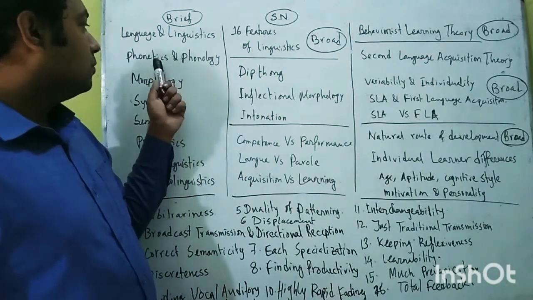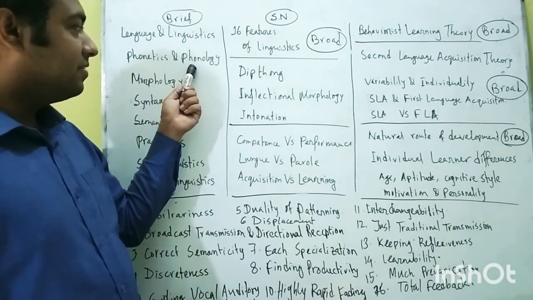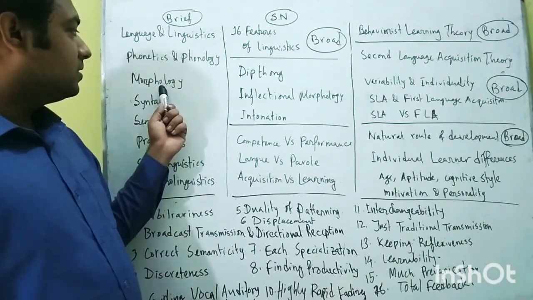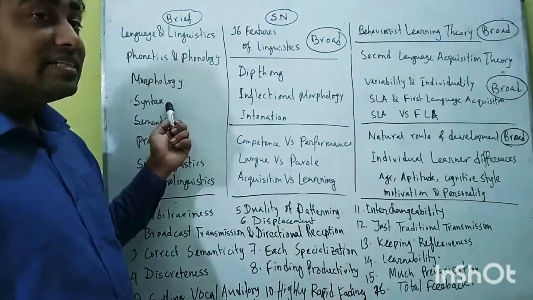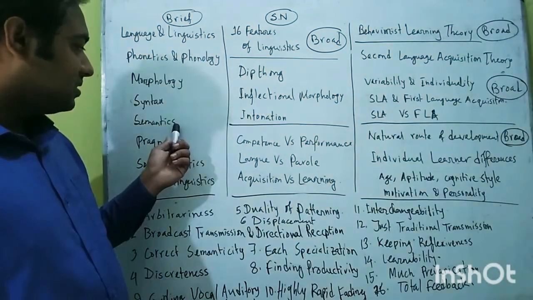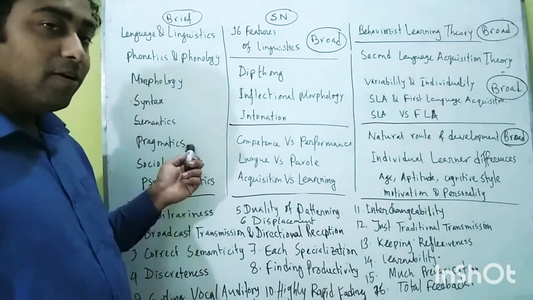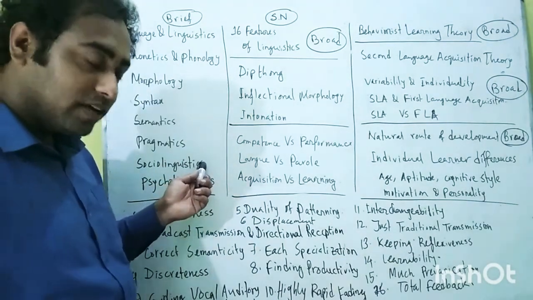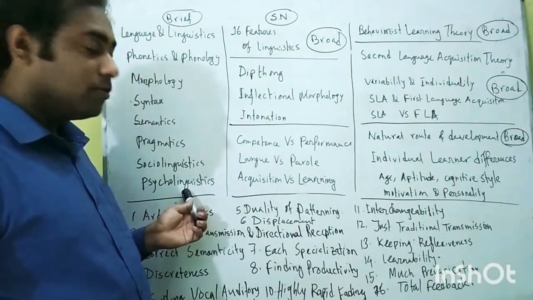Phonetics and phonology. Phonetics talks about the speech sound, and phonology talks about the classification of the sound and its formal presentation. Morphology is the word formation rules in linguistics. Syntax talks about the syntactic structures or sentence structures. Semantics is the study of meaning, and pragmatics is the study of meaning in context. Sociolinguistics talks about the social aspects of linguistics, and psycholinguistics talks about the psychological aspects of languages.